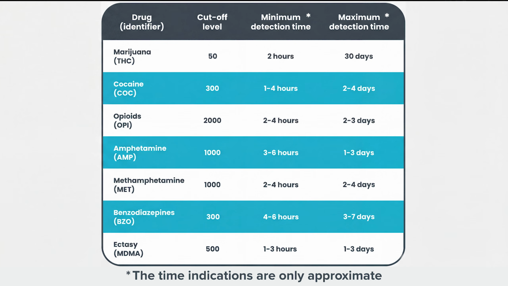THC up to 30 days, cocaine 2 to 4 days, opiates 2 to 3 days, amphetamines 1 to 3 days, benzos 3 to 7 days, methamphetamine 2 to 4 days, MDMA or ecstasy 1 to 3 days, and for frequent users, detection times may be even longer.